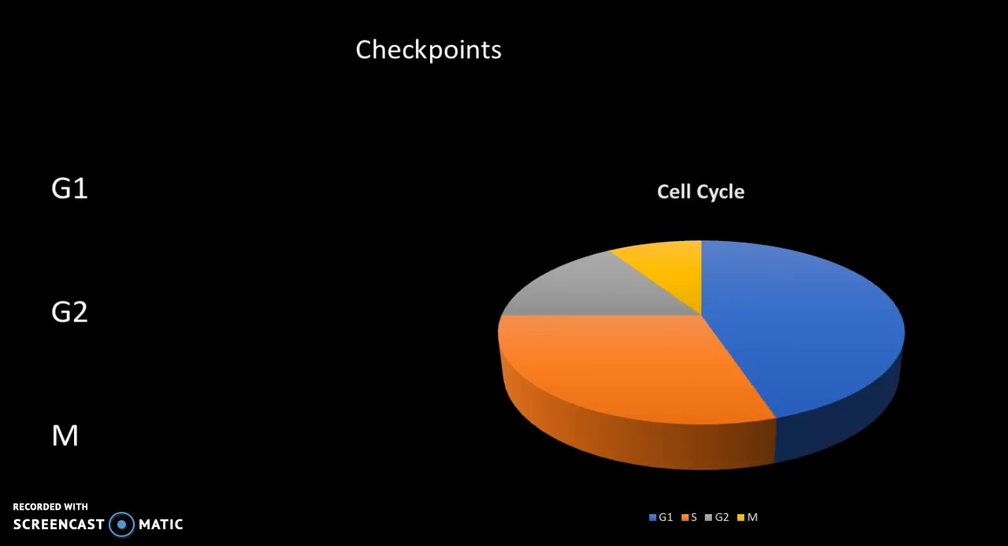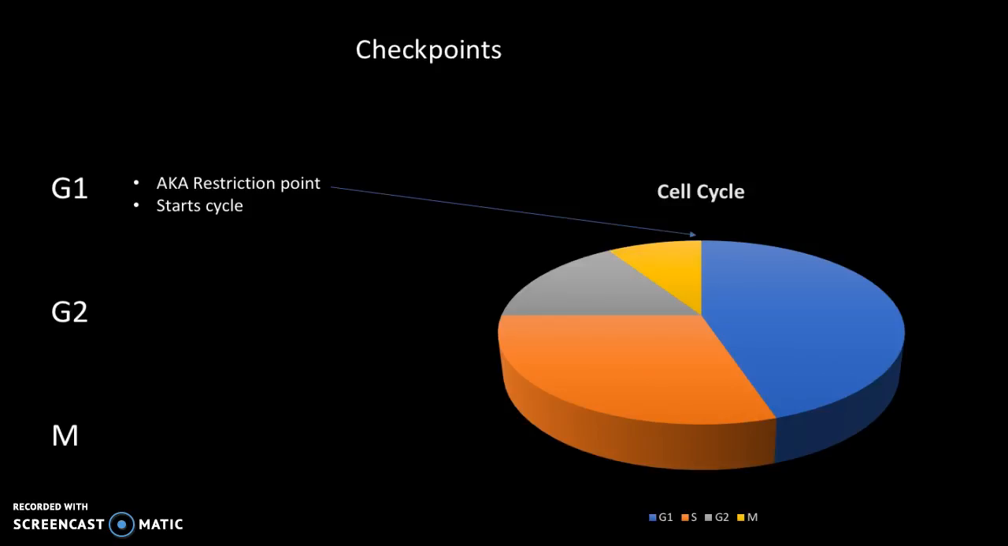Next, in this process, we have a series of checkpoints and regulations to make sure that everything goes smoothly. There are three main checkpoints, or controls. The first one is the G1 checkpoint, also known as the restriction point. And this one is very important because it sends a go-ahead signal to start the entire cell cycle.